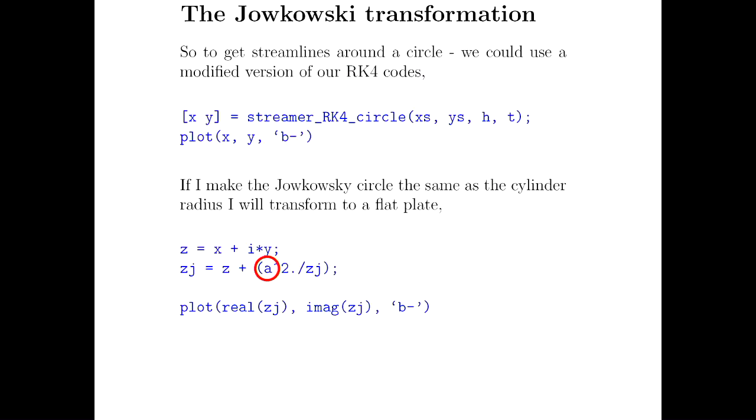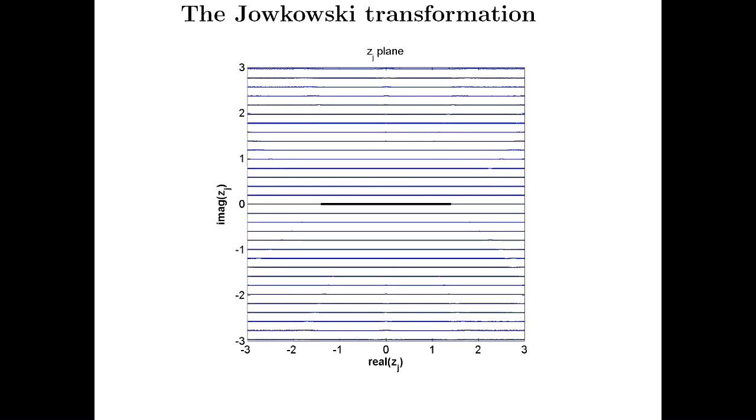Right, so now I've changed my constant c to be equal to the radius of the cylinder. So my Joukowsky circle is now equal to the radius of the cylinder, and that's just going to give me a flow over a flat plate. You can see that my streamlines are all just straight. This flat plate is not affecting my streamlines at all.